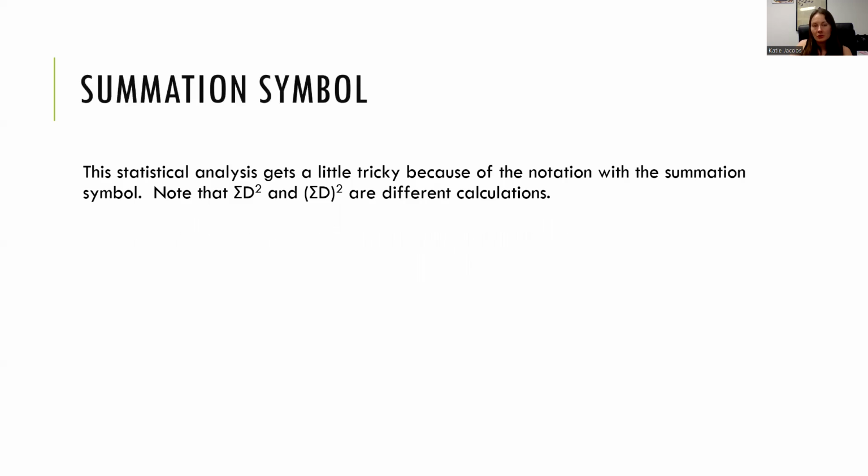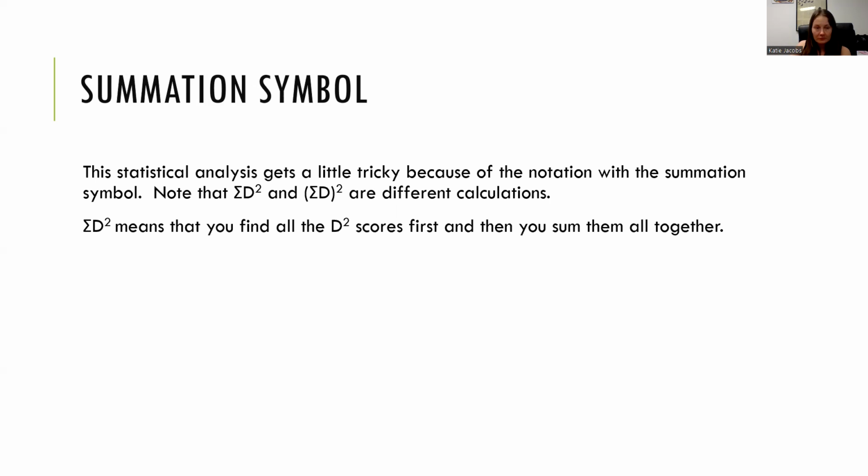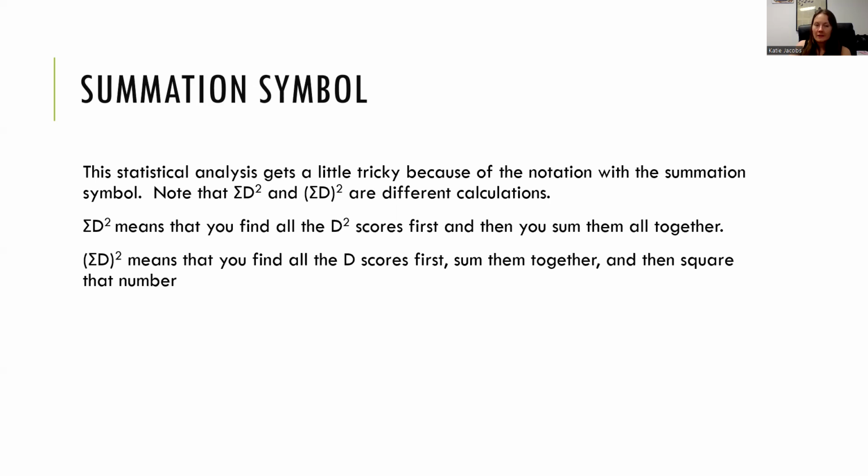All right, so our summation symbol. The statistical analysis sometimes gets a little bit tricky because of the notation with the summation symbol. So note that the summation of d-squared, and open parentheses, summation of d's, close parentheses, and then squaring that number, are different calculations. A summation of d-squared means that you're going to find all your d-squared scores first, and then you're going to add them all together. When we have open parentheses, summation symbol d, close parentheses squared, that means you find all the d scores first, the difference scores first, then sum them together, then square that number.